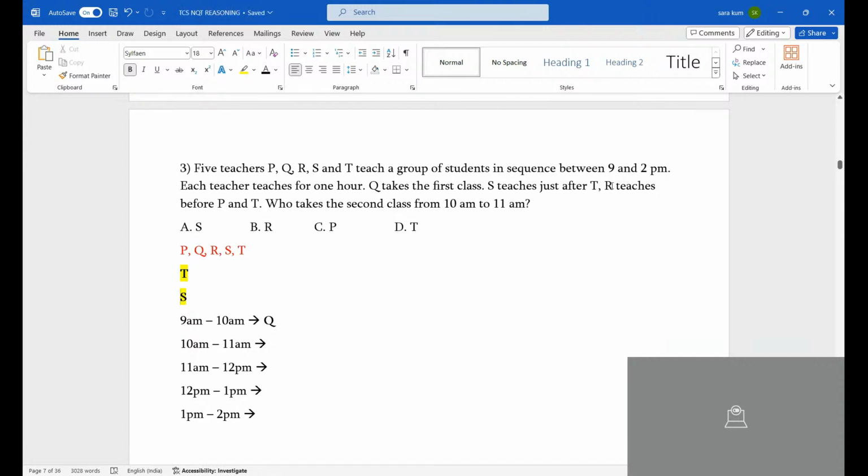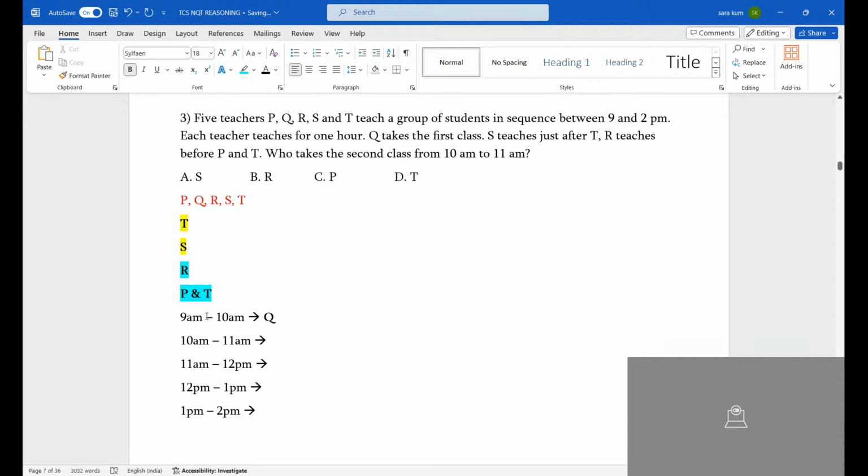So the next clue here is R teaches before P and T. So this one I'll put in a different color. R teaches before P and T. Now, what does R teaches before P and T mean? Because if you put T here and S here, R teaching before P and T is not possible. So this possibility of T and S is gone, right?